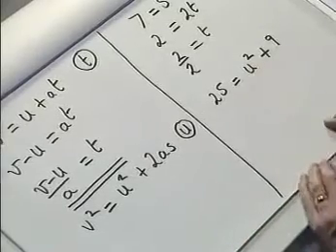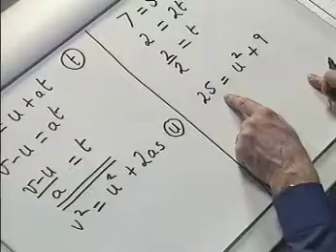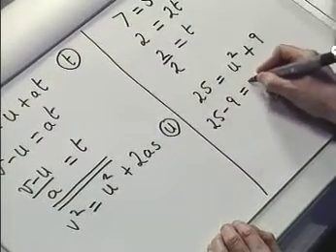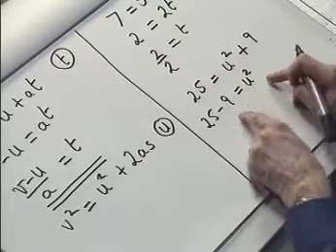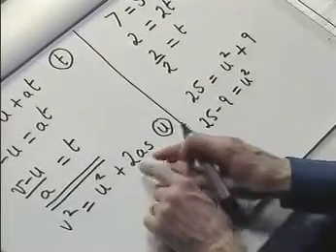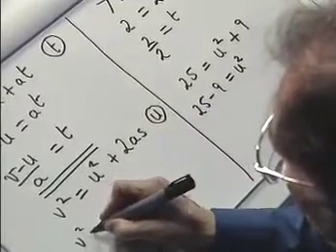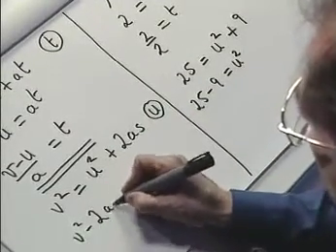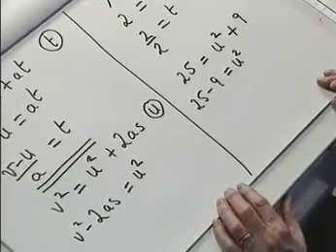So what would we do here? Our first step would be to take 9 away from both sides. So let's do that. 25 minus 9 equals u squared. And that gets us the u squared on its own. So let's do that over here. Let's take this lump away from both sides. v squared minus 2as is equal to u squared.